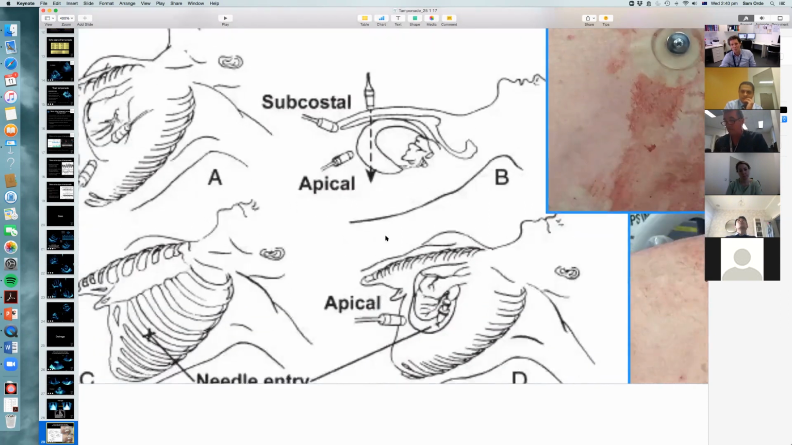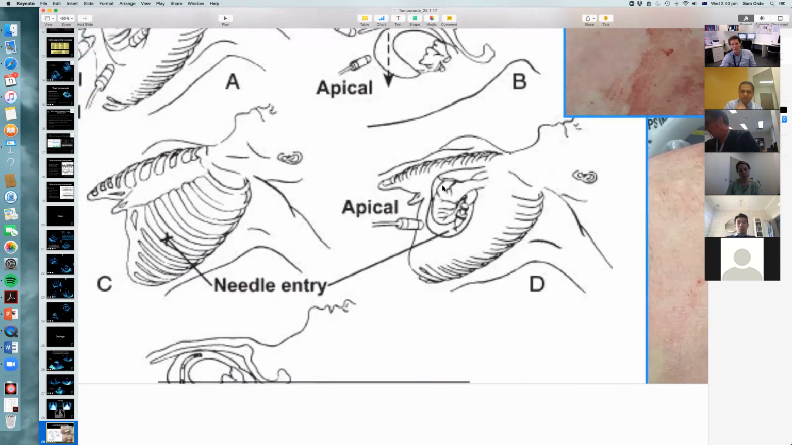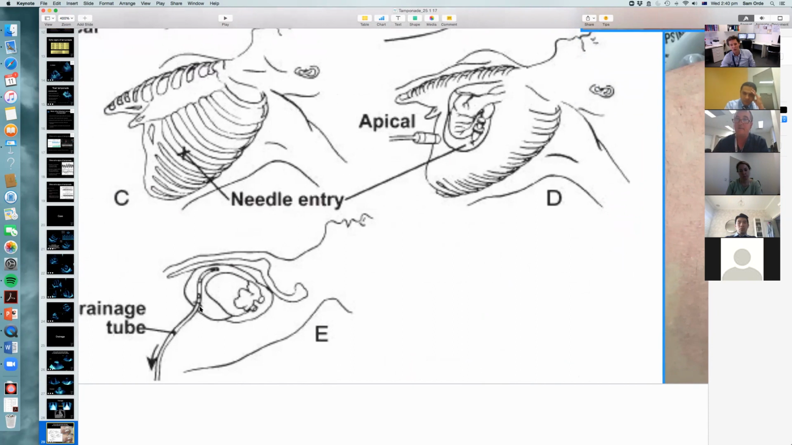The same principle applies if you're going apically. The area that the echo probe is on at the moment might be great for getting a four-chamber view, but when you're trying to drain the effusion, you're trying to figure out the least amount of stuff that you have to go through to get to your effusion. Once I've figured that out, I then go off axis, and generally I point the needle at the right ventricle, not at the left ventricle, giving myself the biggest landing zone.